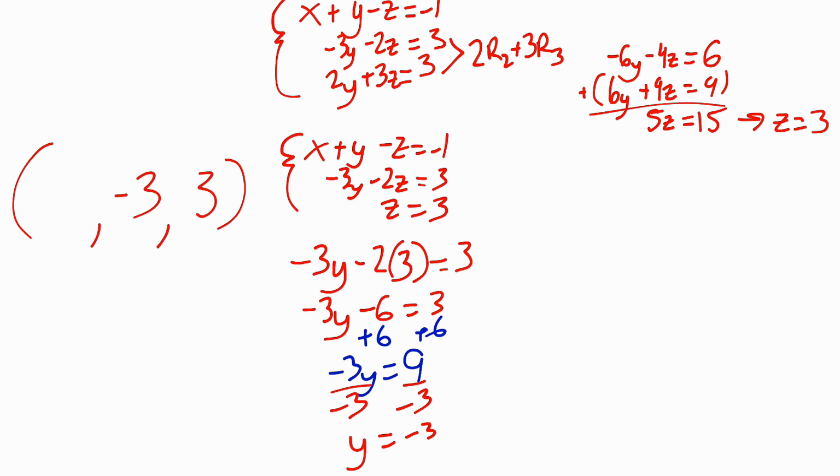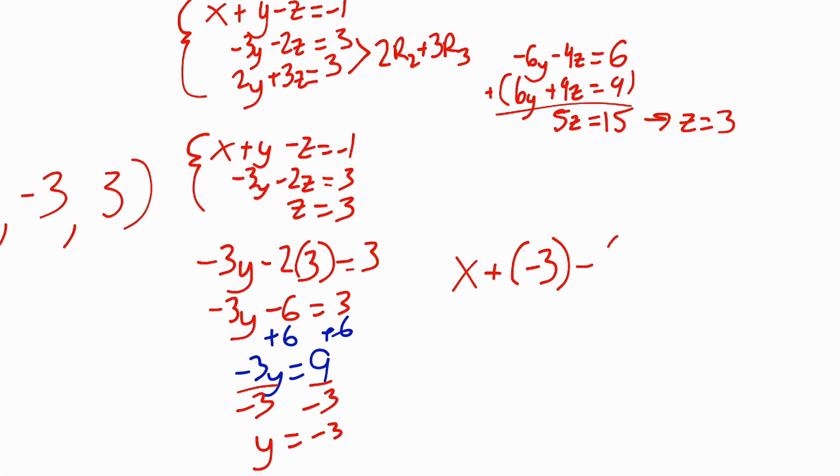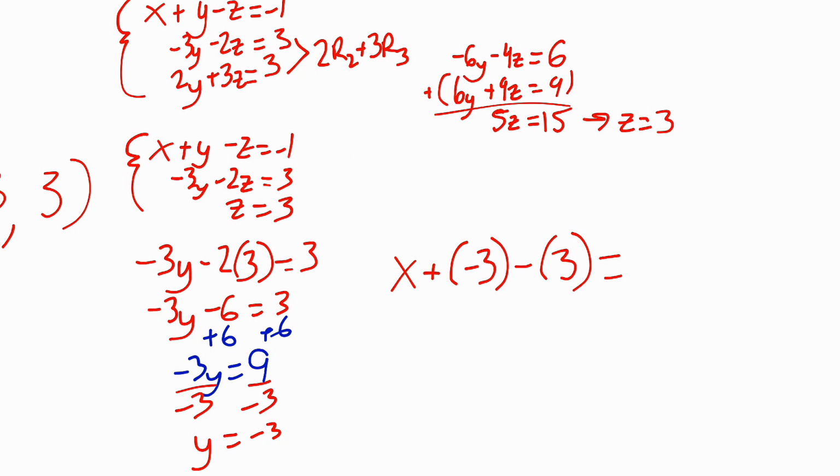Now to find our third one, we're going to plug the y and the z back into that first equation. So we have x, the one we're trying to find still, plus our y value of negative 3, minus our z value, which was 3, equals negative 1. So we have negative 3 minus 3, so we have x minus 6 equals negative 1. To solve for x, we're going to add 6 to both sides, and we end up with x equals 5.